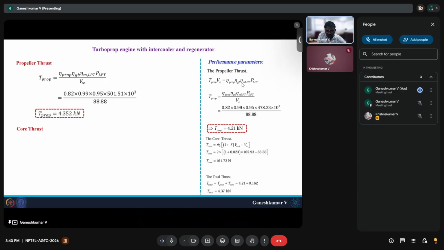And similarly, the core thrust is going to be simply the m dot into V plus the pressure thrust, where m dot here is m dot C into 1 plus F into V9 minus V infinity.